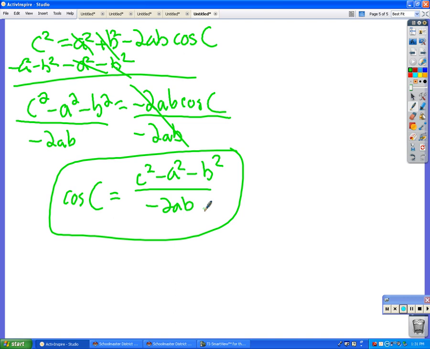You don't have to square root it, but what do I have to do with this? Because this is going to tell me what the cosine of C is, and I want to know what C actually is. Right, then I have to do inverse cosine to figure out what the angle is. So let me do an example of that.